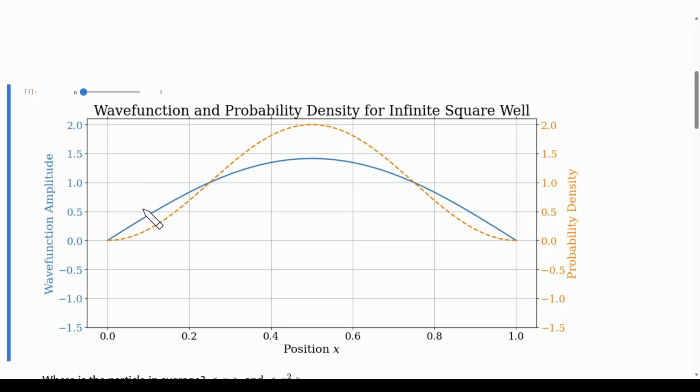What we see for the first eigenstate is a symmetric wave function with a peak in the middle.